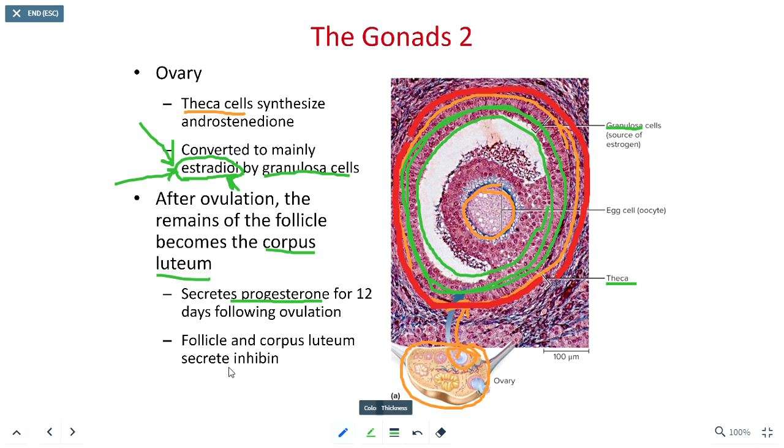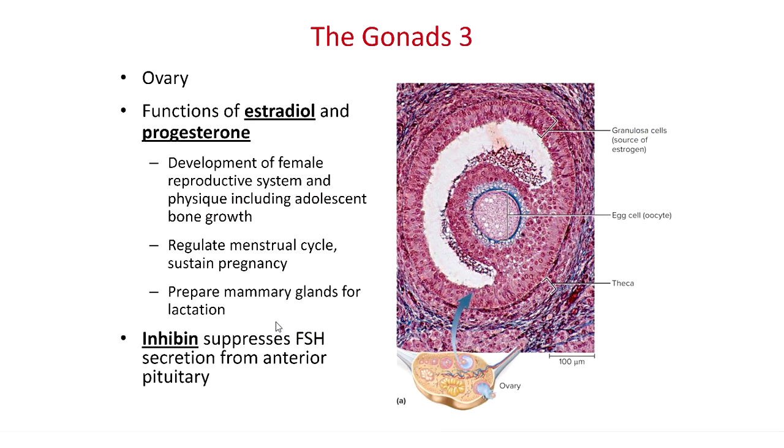As the corpus luteum converts and changes from the follicle, it's also going to start to secrete a hormone known as inhibin. This inhibin is going to act on the female's hypothalamus and anterior pituitary gland to help regulate the hormones of the menstrual cycle. Now, as we're looking at estradiol and progesterone in more detail, these two hormones get a lot of press time.